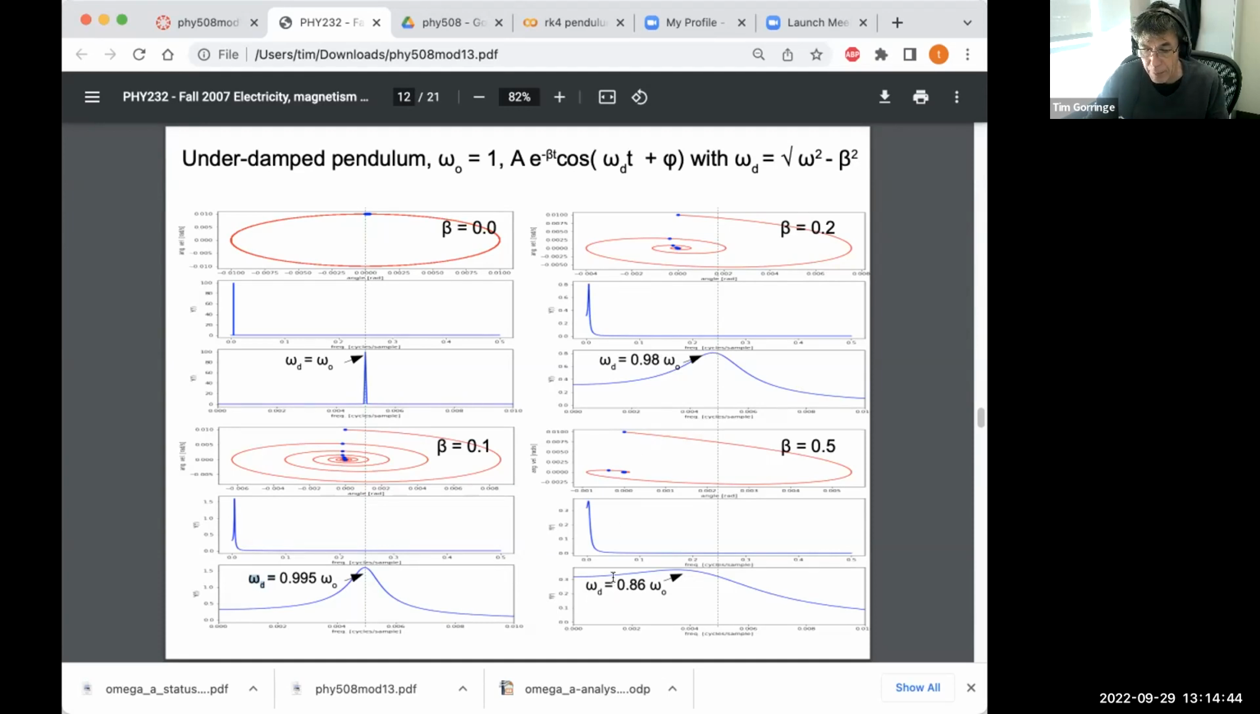And for a damping parameter of 0.5, the frequency of the damped pendulum is 14% less than the natural frequency of the undamped pendulum. We clearly see that here. So this is just an example of how in the frequency domain, those effects of the damping, that the frequency of the pendulum is reduced by the damping, and secondly, the frequency distribution is broadened by the damping, are very clear on these plots.